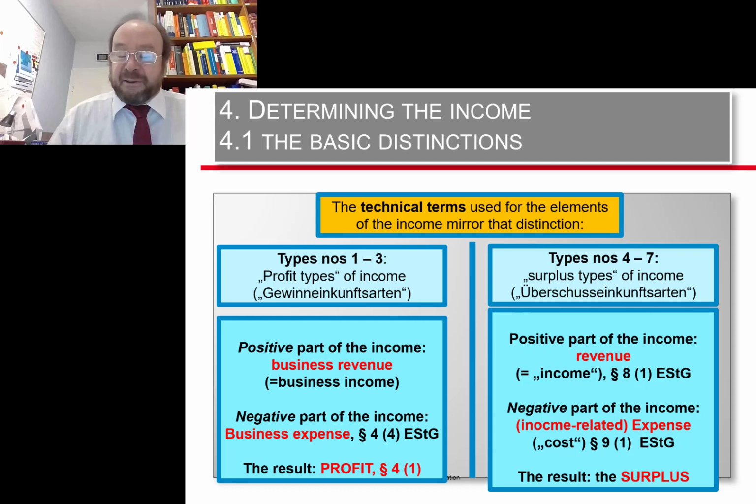Well, the technical terms, you remember that when we speak of business income types, then we have business revenue, in German Betriebseinnahmen, or business expenses, in German Betriebsausgaben, and the result is the profit. And the definitions for these terms are to be found in paragraph 4 of the German Income Tax Act, the ESDG, the Einkommensteuergesetz. And the other ones are defined as the difference between revenue and income-related expense, defined in paragraphs 8 and 9.